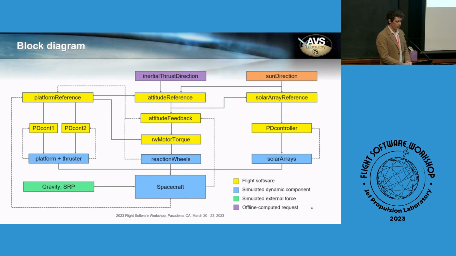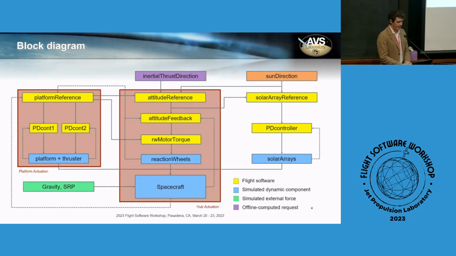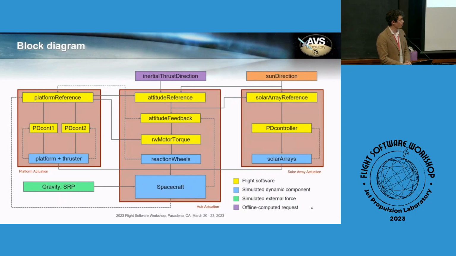That is kind of a lot to unpack. So yeah, there's a lot of modules, and you can see all the connections between these modules highlighted by the arrows that connect each of those boxes. To try and break it down for you in a way that is a little easier to digest, I have broken it down into 3 parts. The first one of which is what concerns the platform actuation. The second part is the hub actuation. And the third part is the solar array actuation.